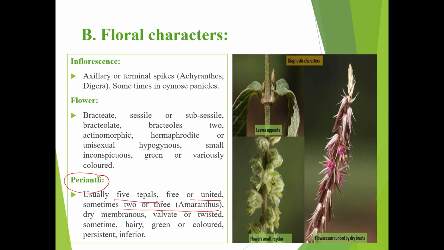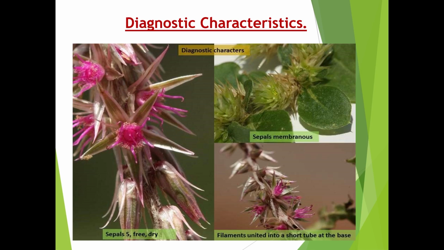So you can see here the leaves are generally opposite or sometimes alternate. Then flowers are very small in size. You can see they generally have a green color. Sometimes their flowers may be colored, as you can see in this particular image. So if you see the diagnostic characters, the sepals are free and they are dry. You can see the sepals are very dry in nature. And sepals sometimes also become membranous, as you can see in this particular image.